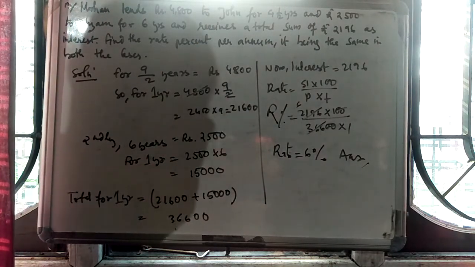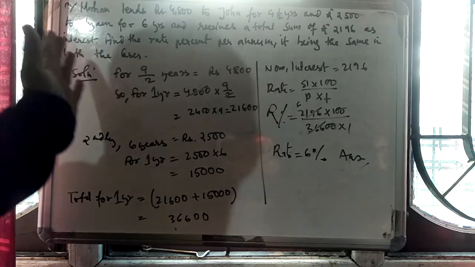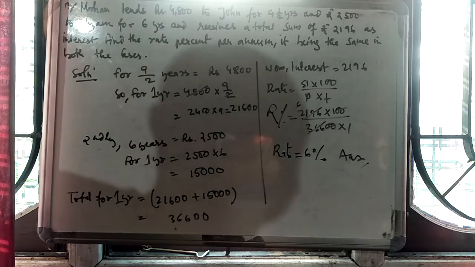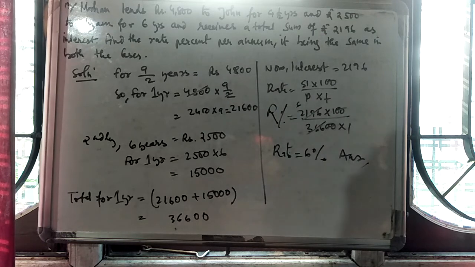When Mohan lent the money to John and Shyam, the rate of interest is the same for both the cases, that is 6%. These are the solutions. The rest of the questions are related to this solution, so practice them and do them as homework as in class. You can submit by tomorrow. So that is your work.